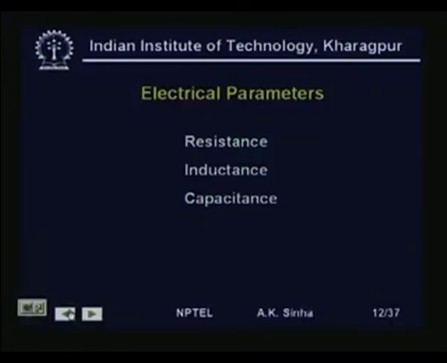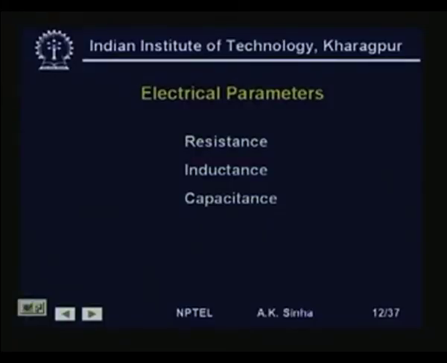Next, we will talk about the electrical parameters. Now, we are using overhead conductors, and these conductors have a certain amount of resistance to the current flowing through them. Depending on this resistance, there is going to be power loss in these conductors. Therefore, we must find out what is the resistance of the conductor.